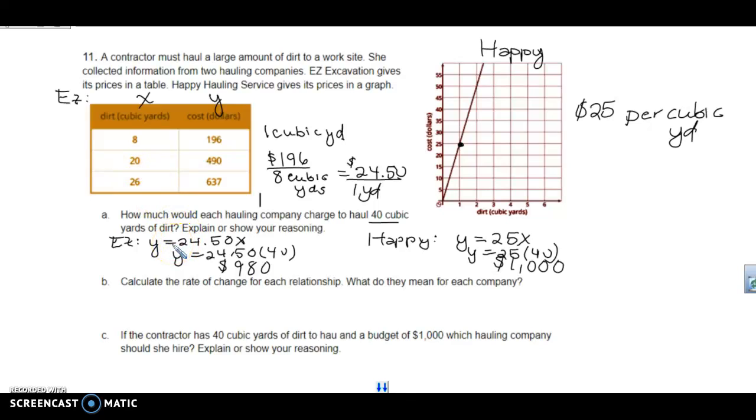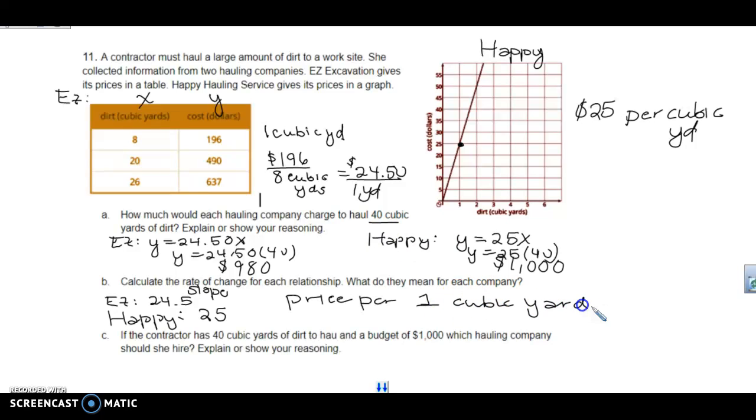On B, it asks you to calculate the rate of change. Remember, rate of change is the same thing as slope, but we found that up here already. It's the price for 1 cubic yard, so for easy excavation, the slope is 24.5, and then for Happy Hauling Service, it's 25. And what does it mean for each company? Well, it's the price per 1 cubic yard of dirt.